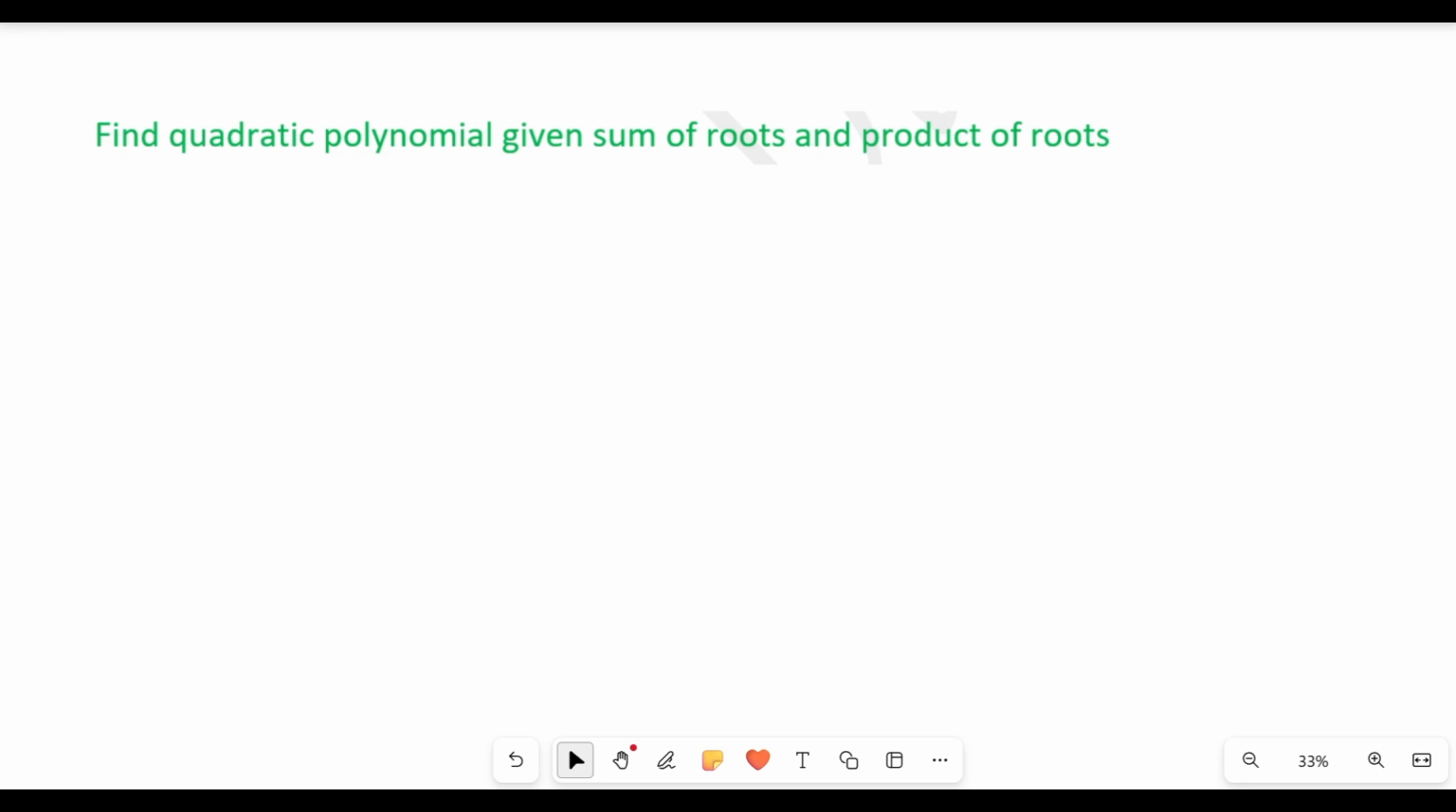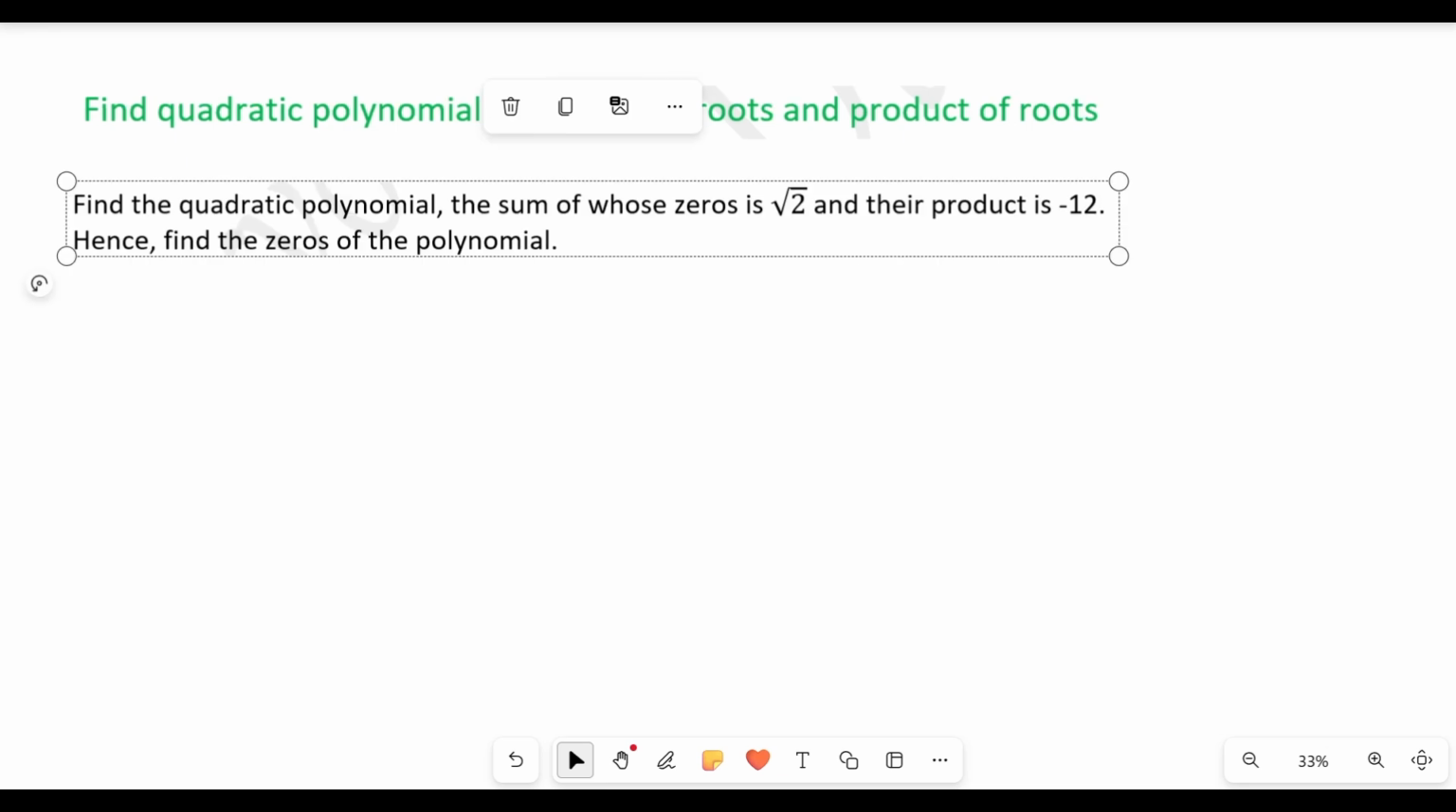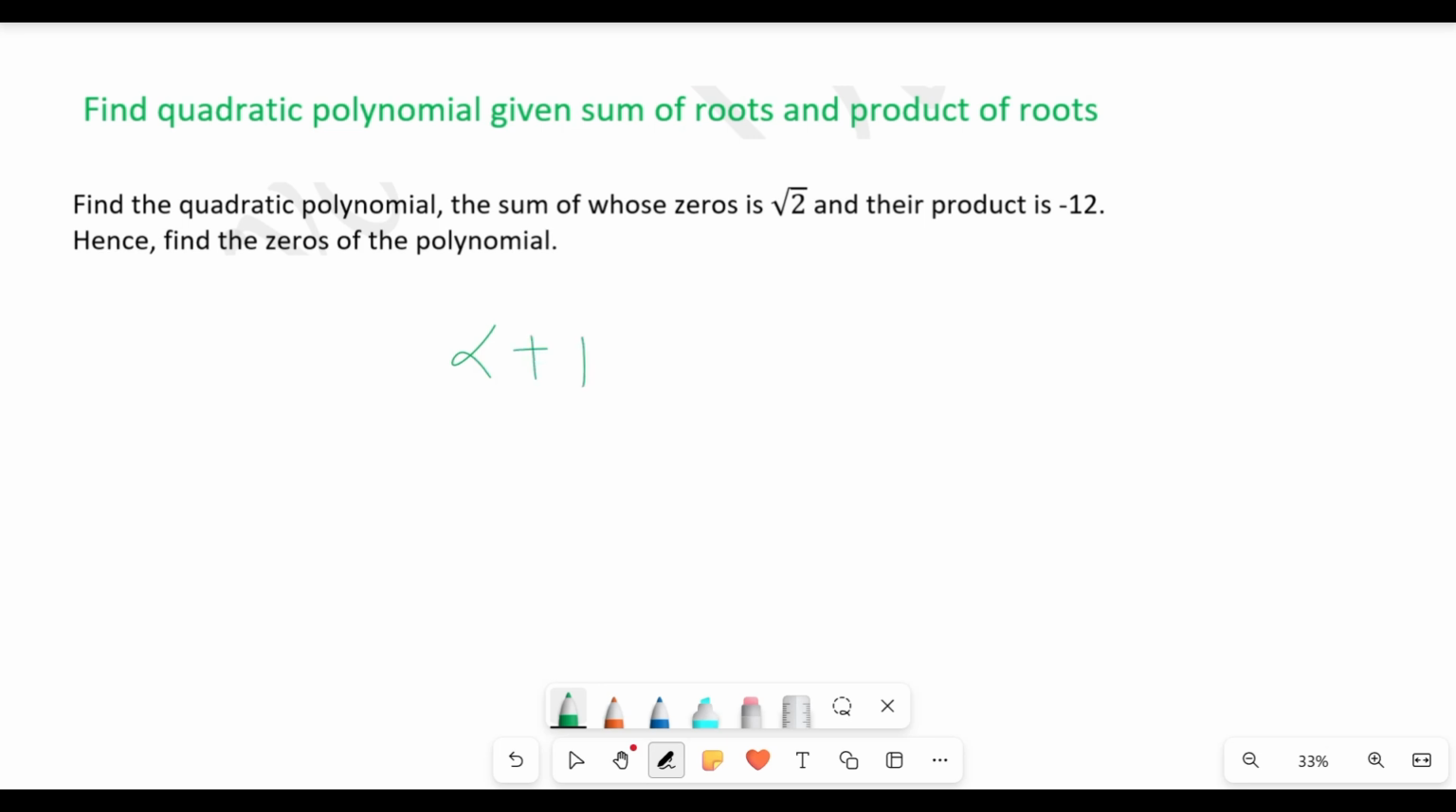So this is the second type. They will give us sum of roots, product of roots, and we have to find the quadratic polynomial. So in this question, sum of roots, which was nothing but alpha plus beta, they have given me as root 2, and product of roots, which is alpha beta, is minus 12.